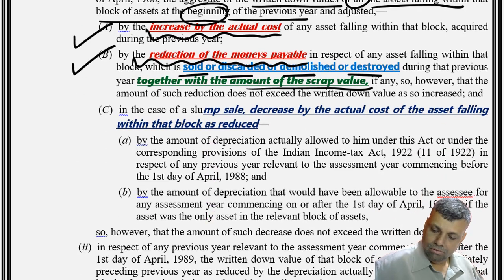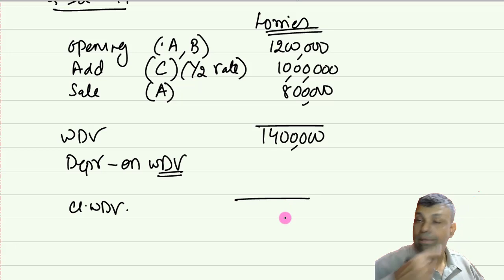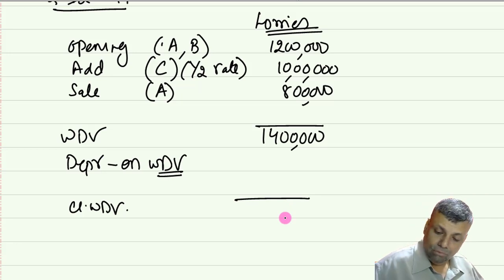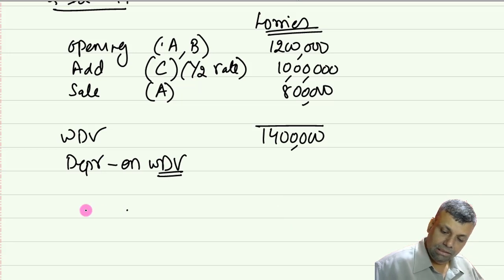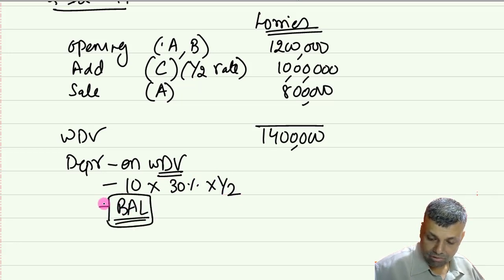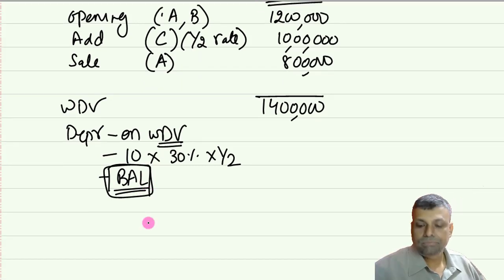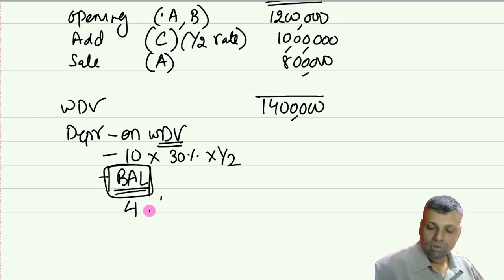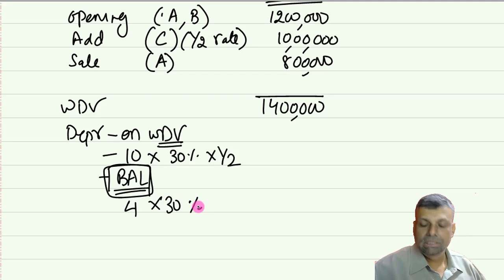Okay, now come to this particular point. So your depreciation is on the WDV, so first of all you have to exclude the half rate portion. How much is eligible for half rate? 10 lakhs, that is your addition, the lorry C, multiplied by 30%, multiplied by half rate. And the balance figure, this is what I'm trying to tell you. You get depreciation on the WDV only. So the balance is 4 lakhs, multiplied by 30%, that is the full rate. This is how the depreciation calculation should always be effected.